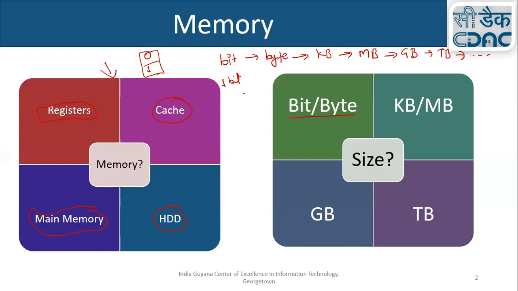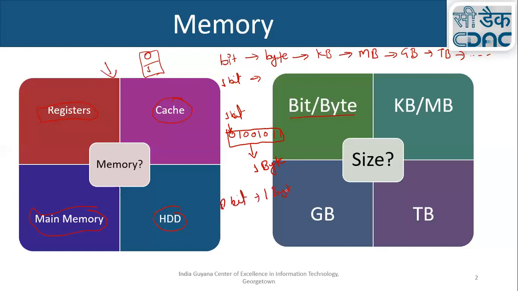And eight such bits make 1 byte. So if you have 1, 2, 3, 4, 5, 6, 7, 8, to store this number, what is the size of this? 1 byte, because each 0 or 1 takes 1 bit. So 8 bits is a byte.